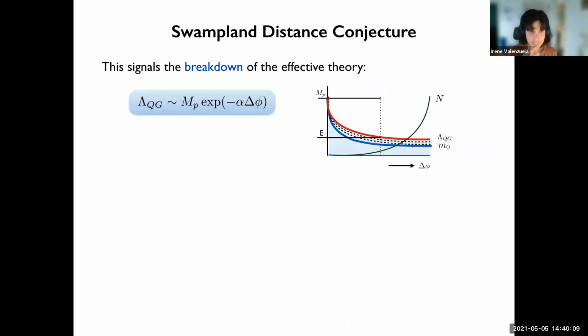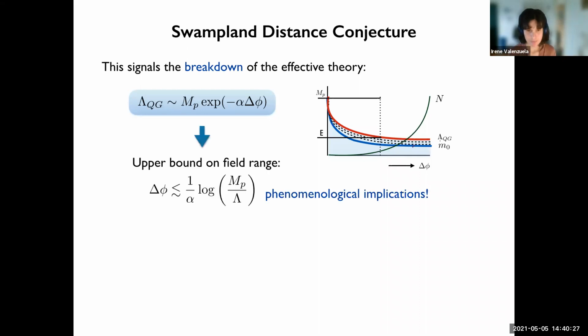So here, from a phenomenological perspective, let me say that this infinite tower of states implies that the effective field theory is breaking down, because we cannot have infinitely many fields weakly coupled to Einstein gravity. Okay, so this is always about having some effective field theory weakly coupled to Einstein gravity. And this in practice implies an upper bound on the field range. Okay.